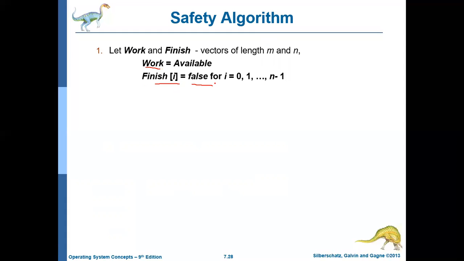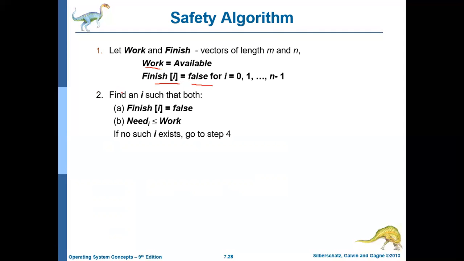So this is the first step in the safety algorithm. This is the initialization step. What we are doing is we are assigning work equal to available, which means work will have the same thing as available. Available contains how many instances of each resource type are currently available with the operating system. Now work will also have the same thing. And we are initializing all contents of finish as false, which means that none of the processes has completed.